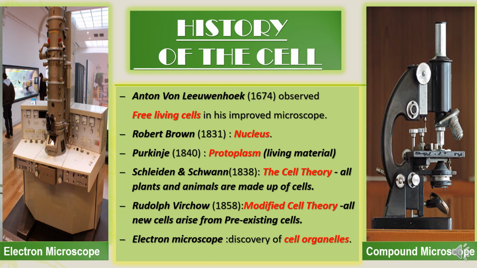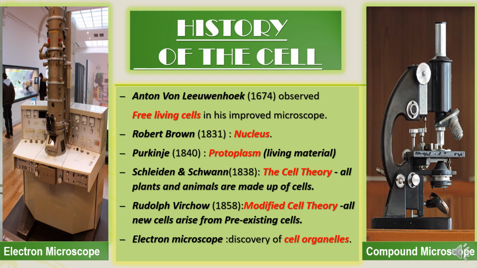History of the cell. After the discovery of this simple cell, which he discovered in bark, which is actually a dead cell, then in 1674 it was Leeuwenhoek who prepared a simply improved microscope of his own, and he discovered free living cells in pond water. And in 1831, Robert Brown discovered the nucleus of the cell.